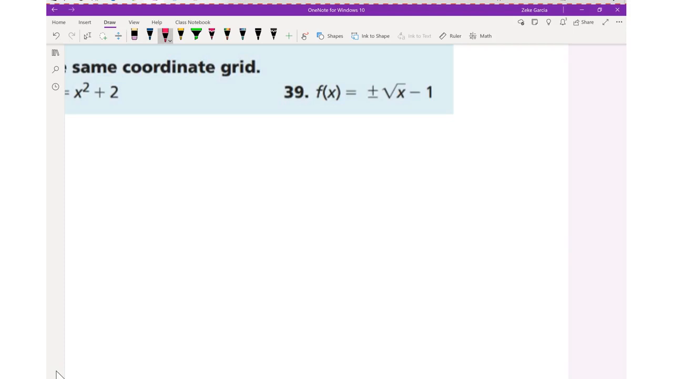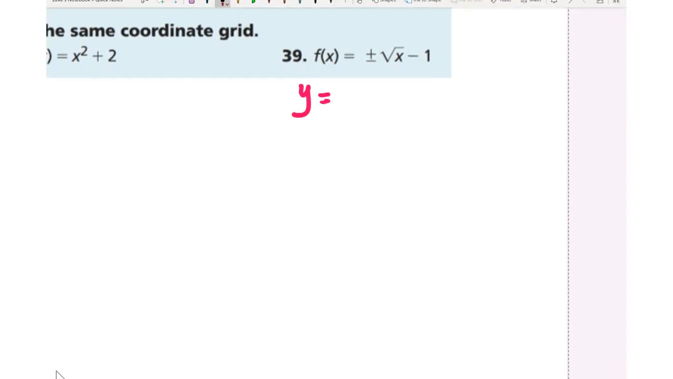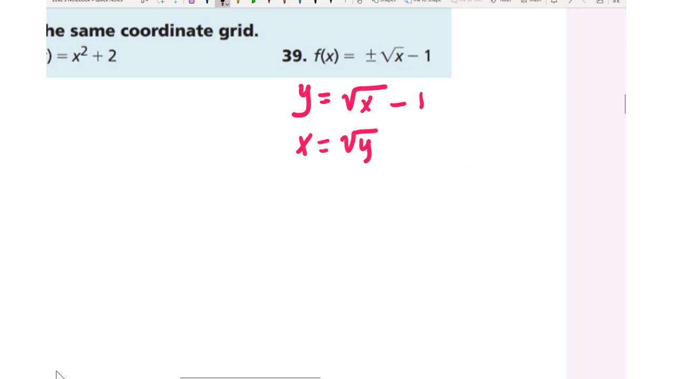So for 39, we have y equals the square root of x minus 1. So I'm going to write the inverse. X equals the square root of y minus 1. So you see how I switched the x and the y.